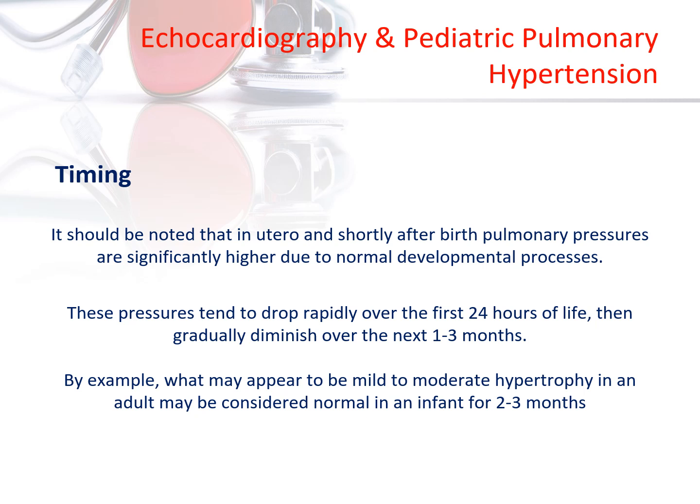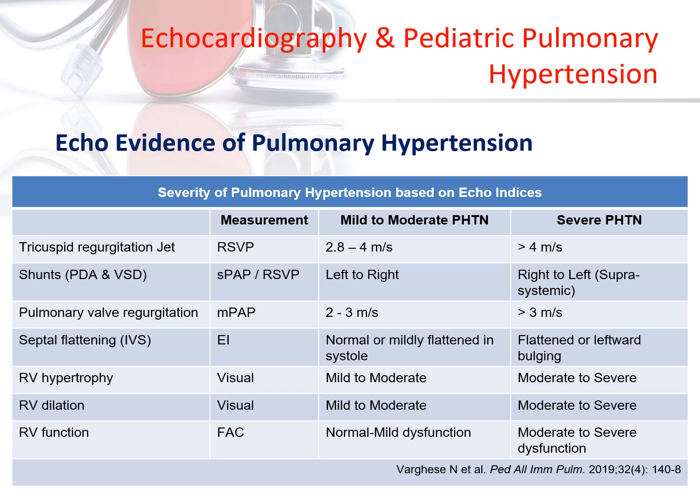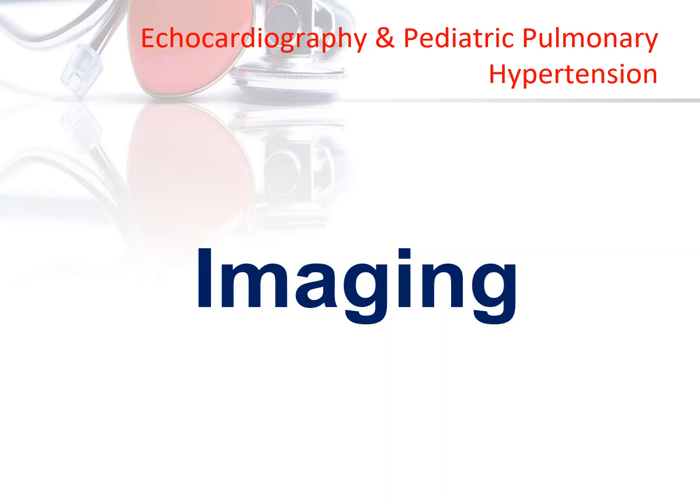Timing. It should also be noted that in utero and shortly after birth, pulmonary pressures are significantly higher due to normal developmental processes. These pressures tend to drop pretty rapidly over the first 24 hours of life and then gradually diminish over the next 1 to 3 months. So by example, what may appear to be mild to moderate hypertrophy in an adult may actually be considered normal in an infant for the first 2 to 3 months. This is a nifty chart that shows the different ranges that we use to grade pulmonary hypertension, which you can always refer back to if you'd like.